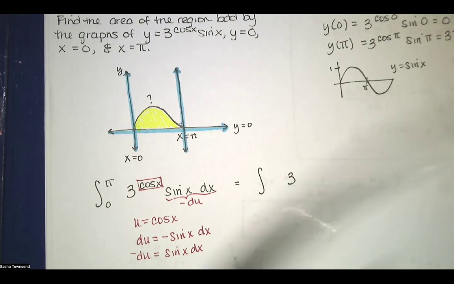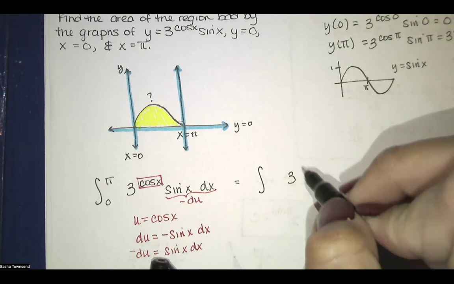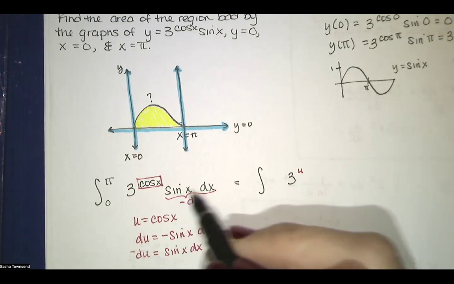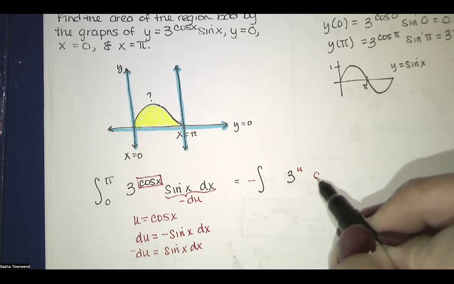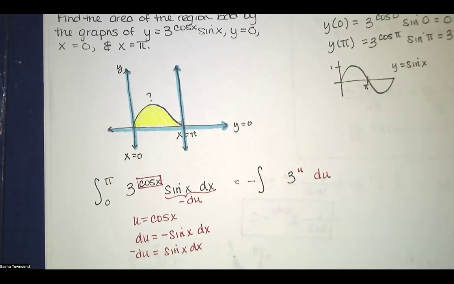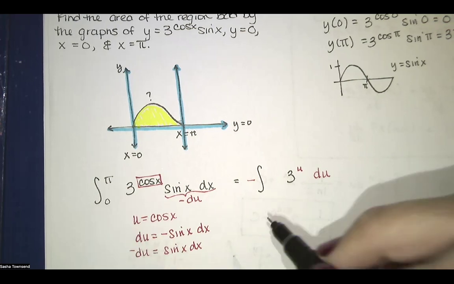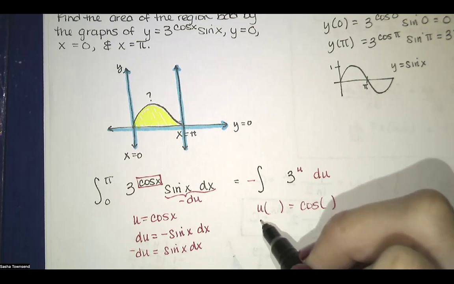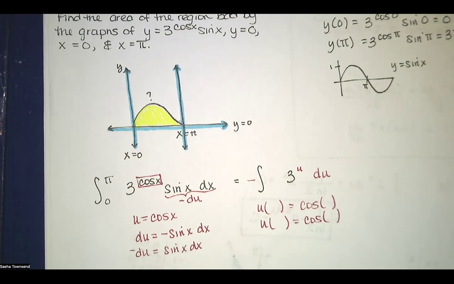The 3 is still there. We're raising that to the cosine of x power. What's cosine in terms of u? It's just u. And then you're multiplying by sine of x dx. Well, what's sine of x dx in terms of u? It's -1 times du. So we put the negative out there and the du to the far right. And you say, okay, well, what is u evaluated at 0 and pi? Well, it's relatively easy to find. You just plug in 0 and pi to that function u to get our new bounds.